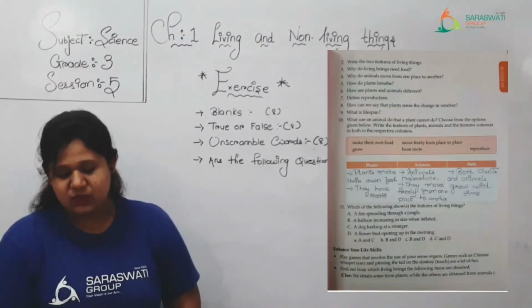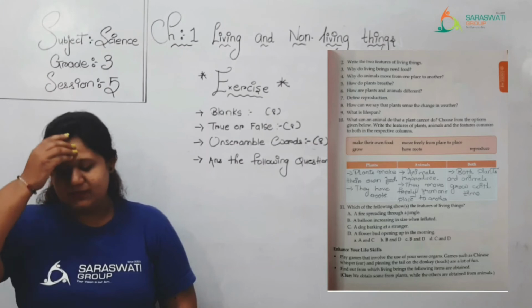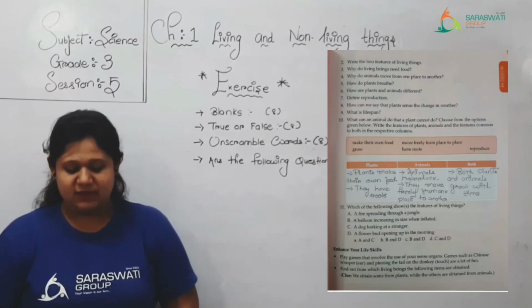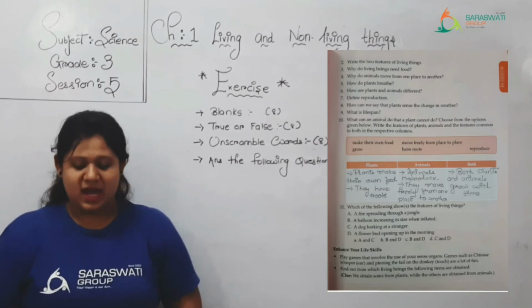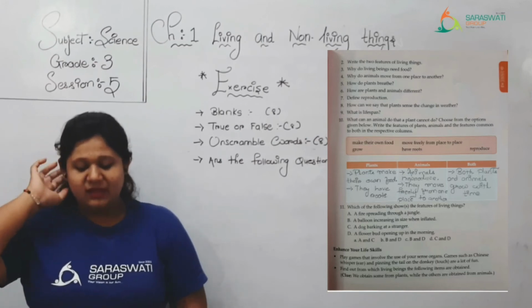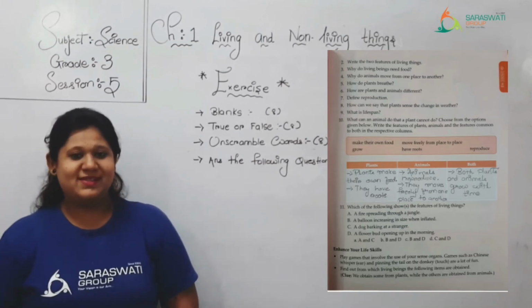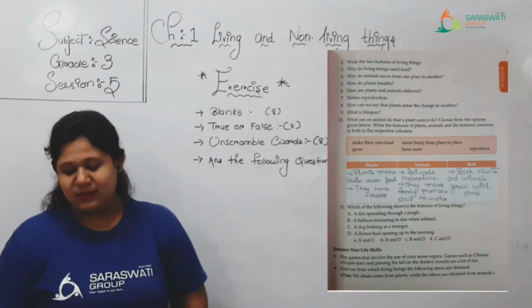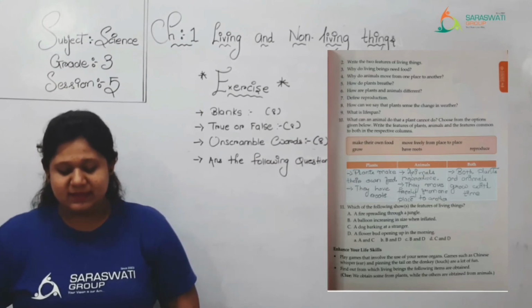Now, next question. Question number 2. Write the two features of living things. Here we need to write down two features of living things. You can write any two features. I have brought living beings breathe, living beings reproduce. Clear?